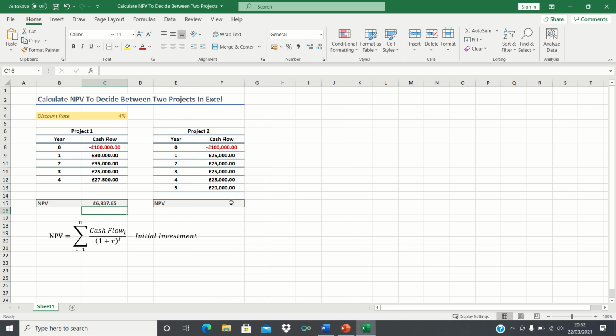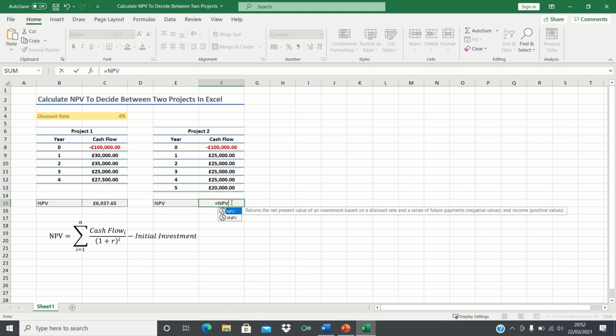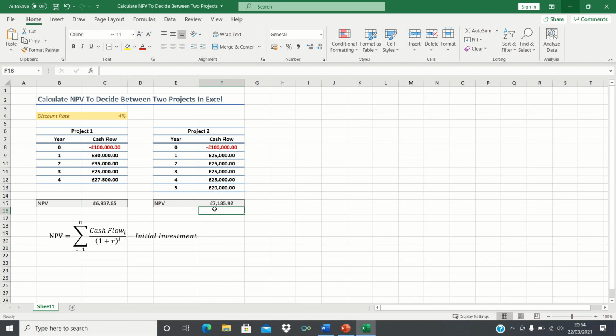To calculate the net present value of Project 2, we can once again type equals NPV, input the discount rate, followed by the future cash flows, and then deduct the initial investment. Project 2 returns a higher net present value than Project 1. Therefore, if we're making our decision purely from a financial perspective, we would go for Project 2 instead of Project 1, as the NPV is higher.